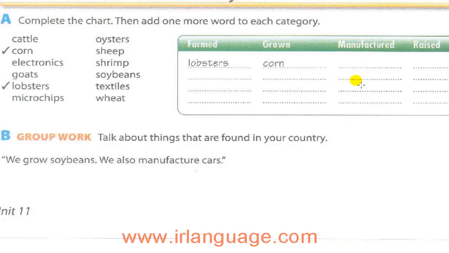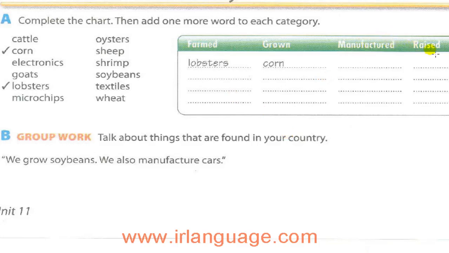Microchips. Electronics. Textiles. Televisions. Raised. So after manufactured, we have machines, appliances, electronics.